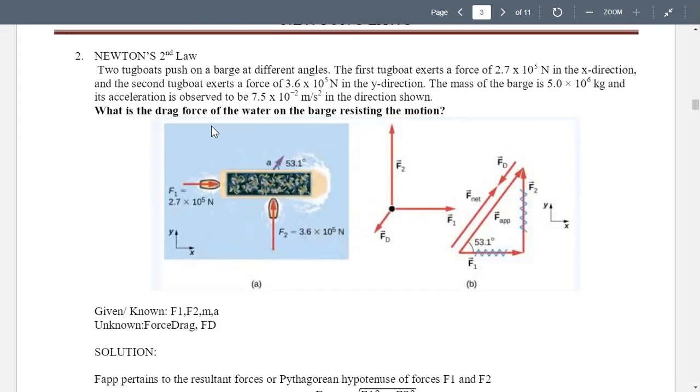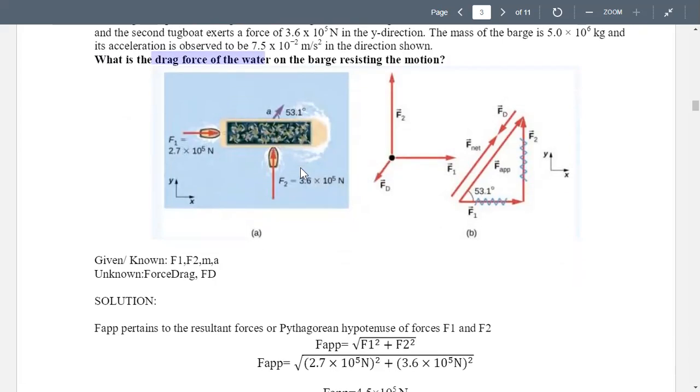Okay. As you can see here, this is the barge. The first tugboat exerts a force of 2.7 times 10 raised to 5 newtons. The other one exerts a force of 3.6 times 10 raised to 5 newtons. Hence, the whole barge moves at an angle of 53.1 degrees. Now, how are we going to solve the unknowns? The unknown here in the problem is the drag force of the water on the barge.